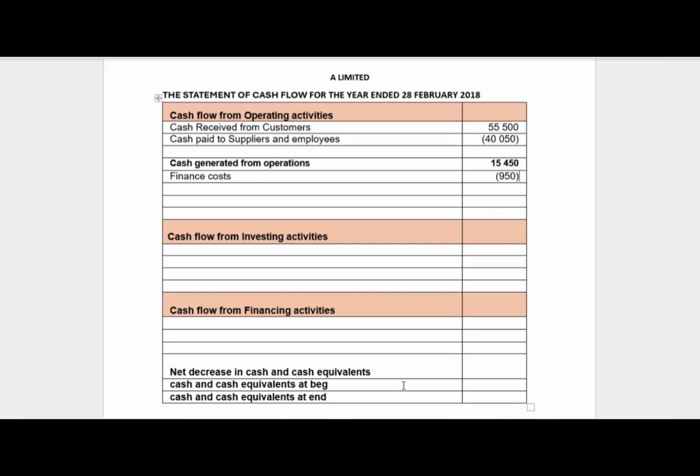So fine. And then the other item that is provided, according to me, and that you need to do a calculation for is dividends paid. You need to do dividends paid.